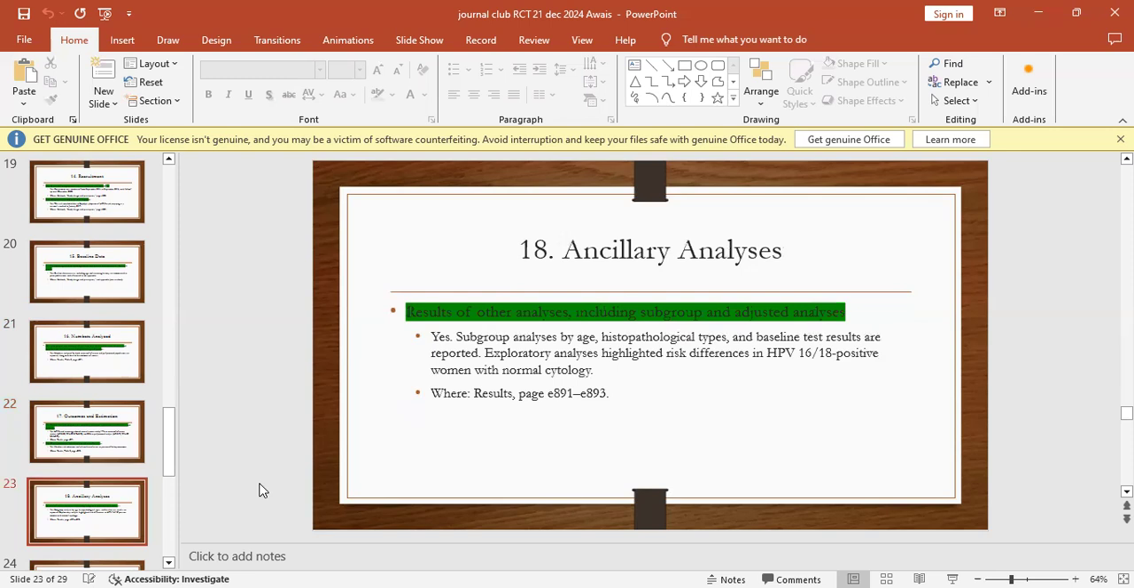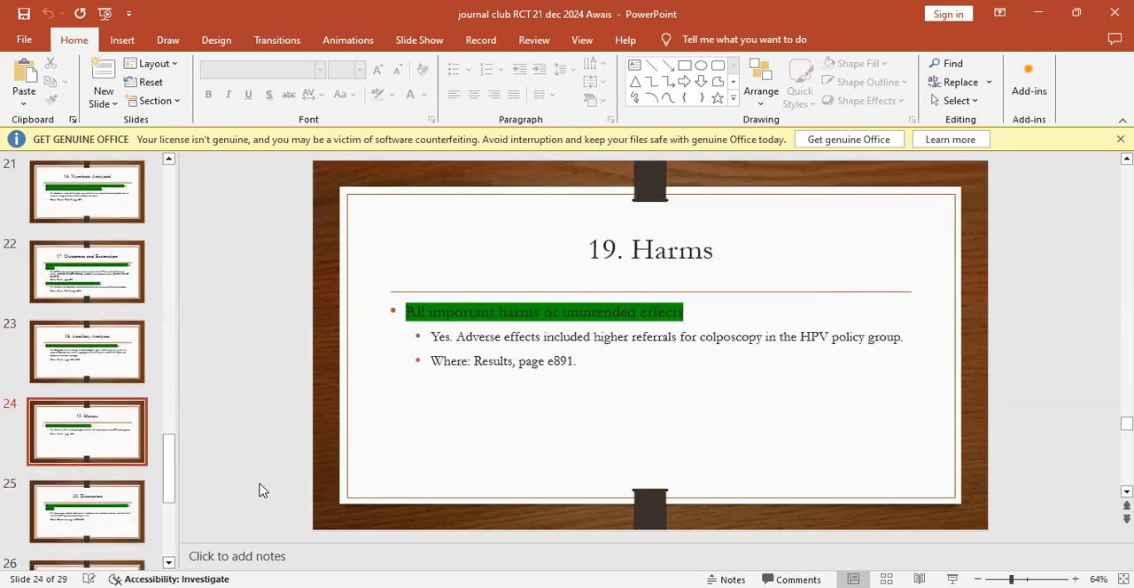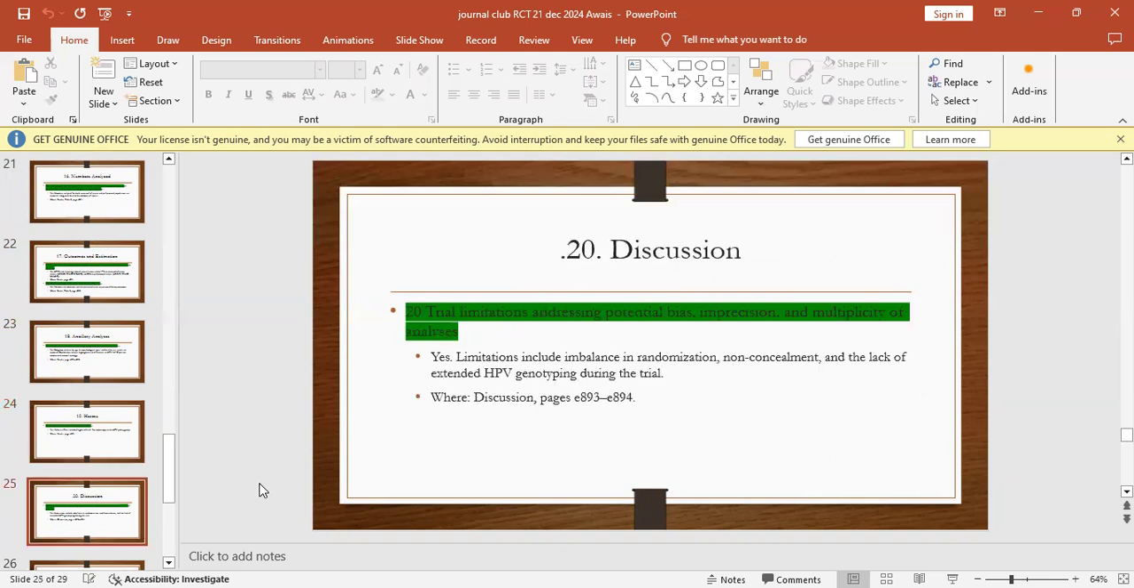Next is the ancillary analysis: the results of other analyses, including subgroup and exploratory analyses. Yes, subgroup analyses by age, histopathological types, and baseline test results are reported. Exploratory analyses highlighted risk differences in HPV 16/18 positive women with normal cytology. Next are the harms: all important harms or unintended effects. Yes, adverse effects include higher referral for colposcopy in the HPV screening group.